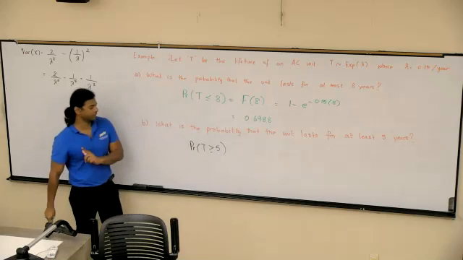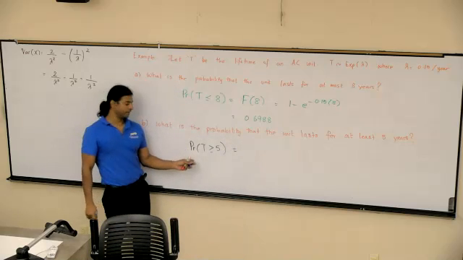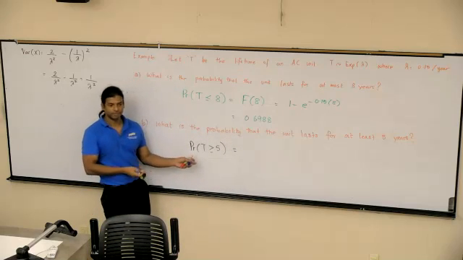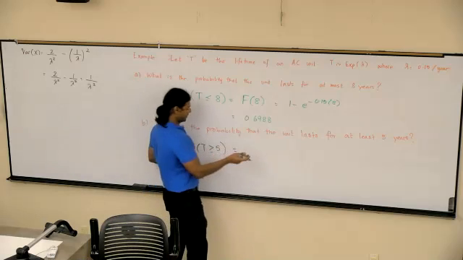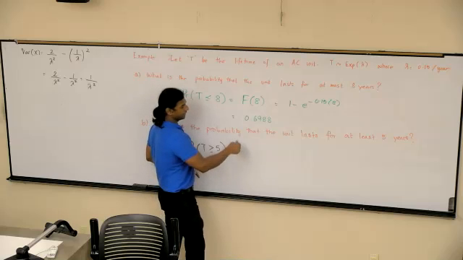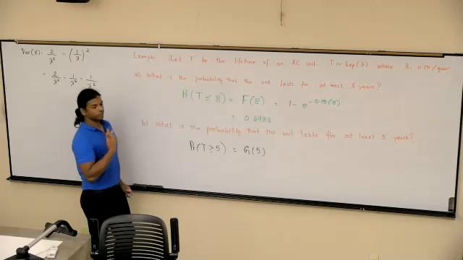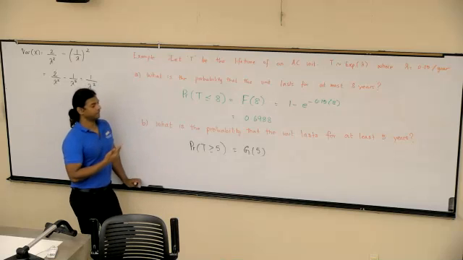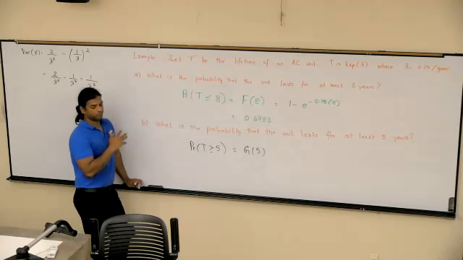Whether I put that equal sign or not, it doesn't matter, because it's continuous. This is the complement of the CDF, right? So this would be equal to G of 5. G of 5 would simply mean that the survival time is 5 years. So we want to know the probability that the AC would survive for at least 5 years.